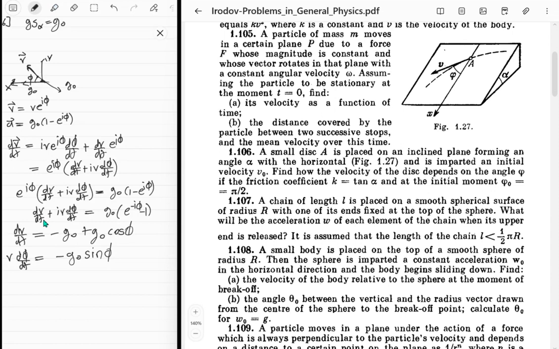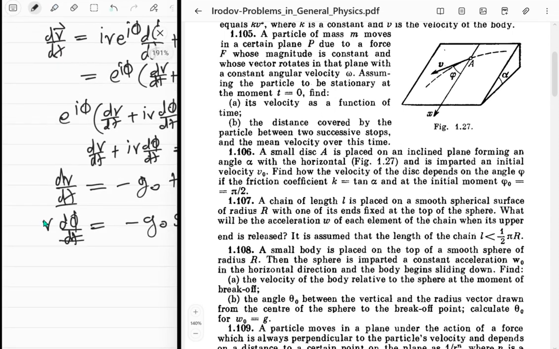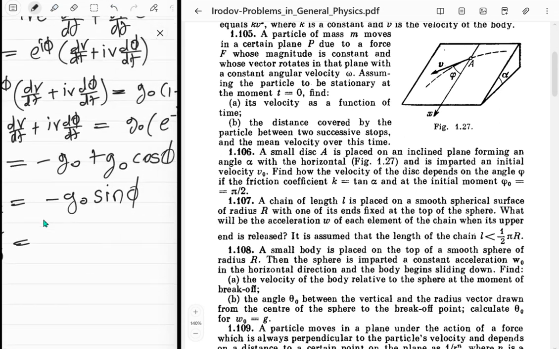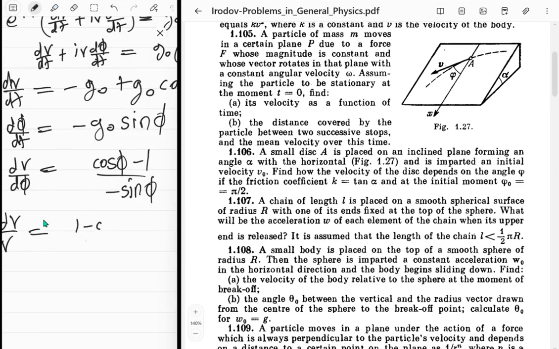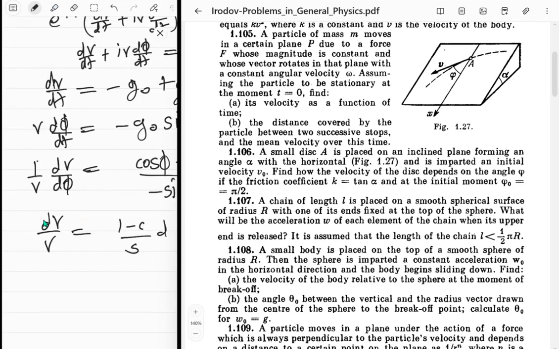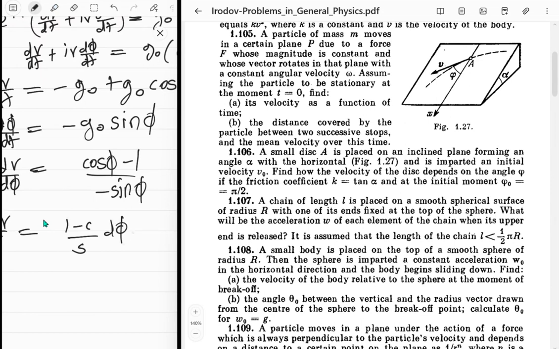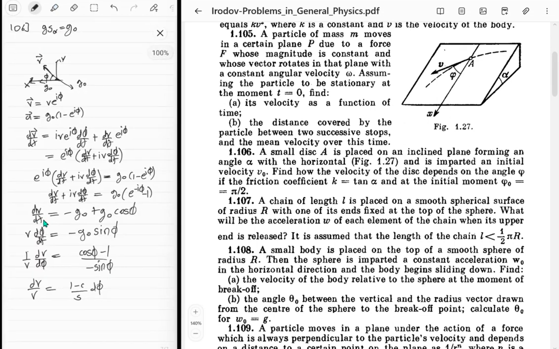You got this dt over here, can cancel this by dividing, of course. So this will be like v d phi upon dt, or maybe just divide it like this: 1 upon v dv upon d phi. That will be cosine phi minus 1 upon negative sine phi. Exactly. So you just got dv upon v is equal to 1 minus cosine phi upon sine phi, times d phi. How about this? This is perfect, right?